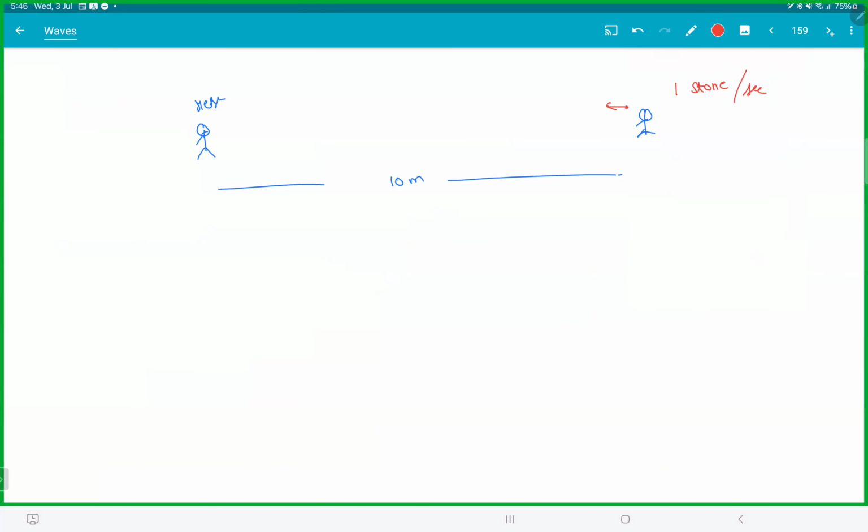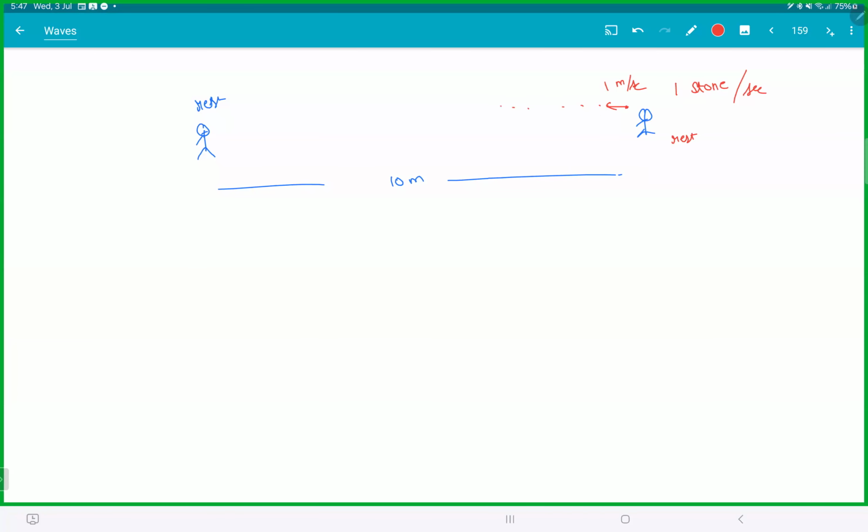And I'm throwing with a speed of 10 meters per second. I'm also at rest. So when I throw the first stone, when will this first stone reach you? The distance between us is 10 meters, and let's say I'm throwing stones at 1 meter per second. When will the first stone reach you?